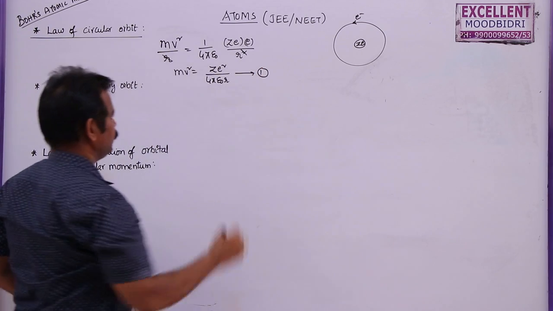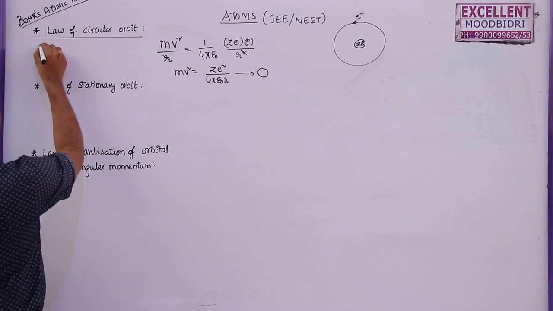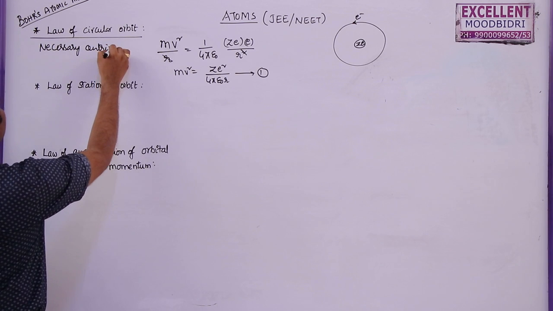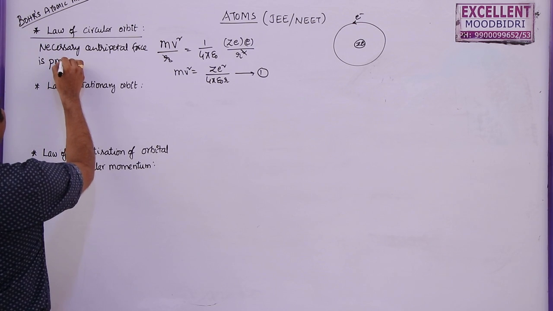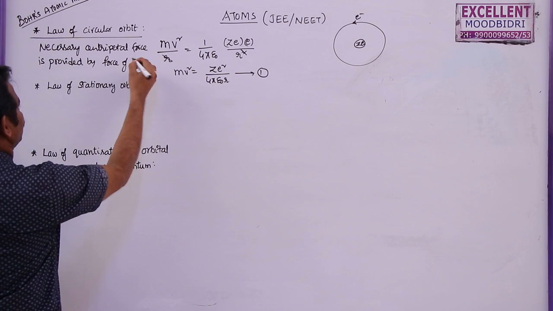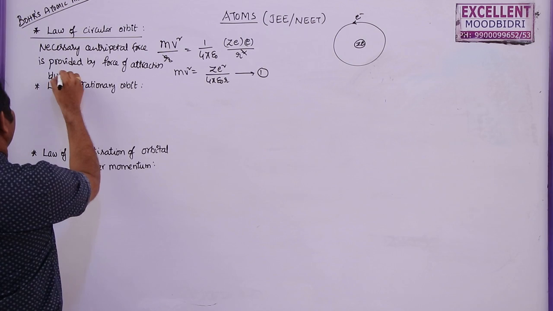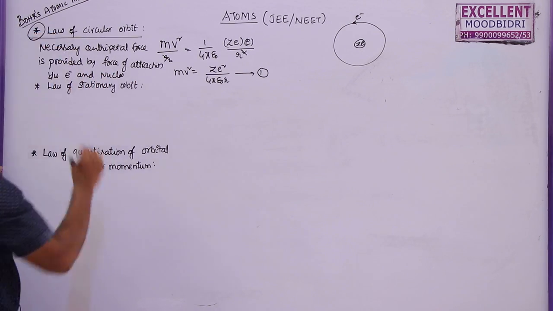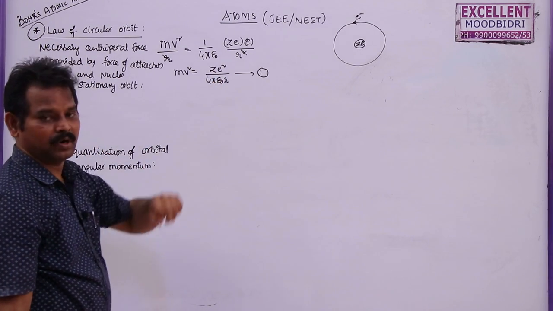This is equation 1. So from the law of circular orbits, the necessary centripetal force is provided by the force of attraction between electron and nucleus. So this is called the law of orbits, and from this we got mv square equal to Ze square by 4 pi epsilon naught r.